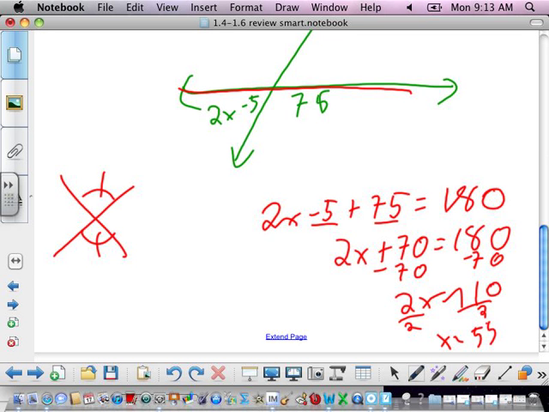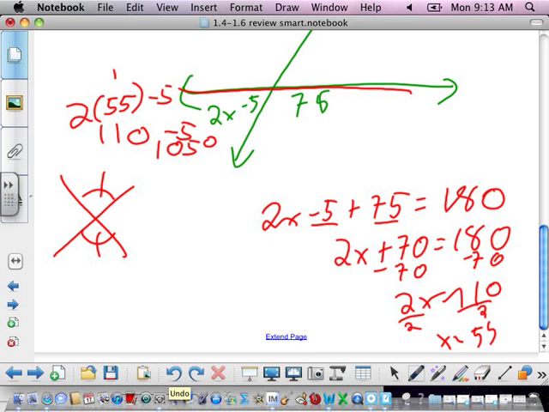Okay. So remember to figure this out, we could simply go 2 times 55 minus 5, and it would give us that angle right there. Obviously, this is not drawn to scale. So let's do that real quick. 2 times 55 minus 5. 2 times 55 is 110. Minus 5 gives us 105 degrees.